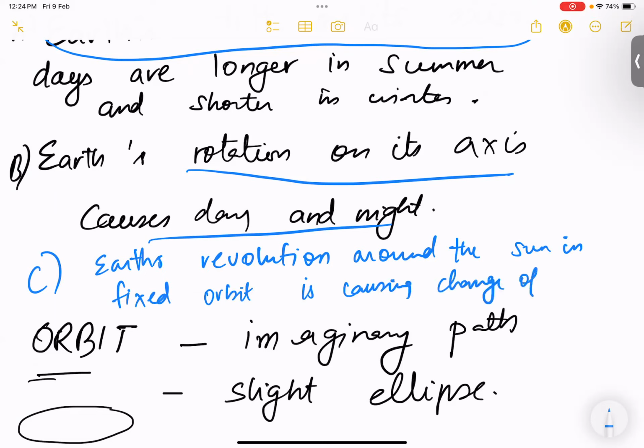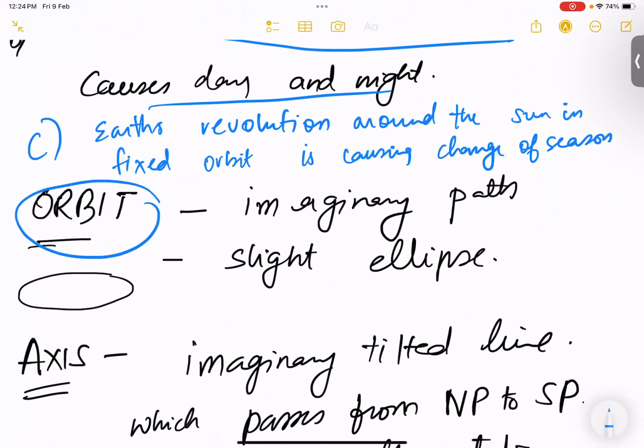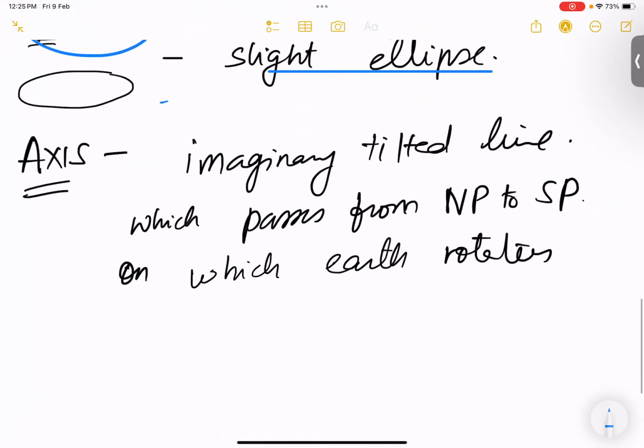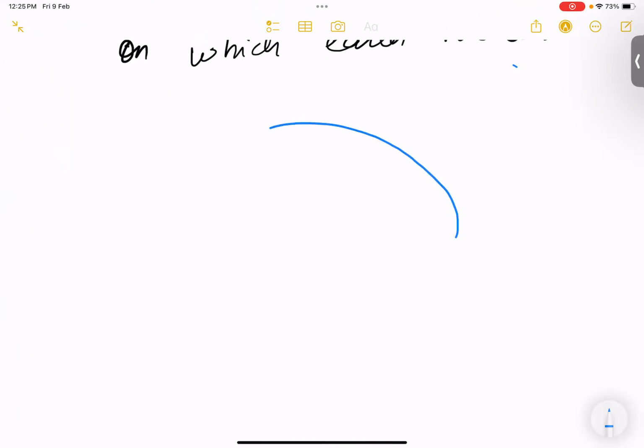So these are the things that you have to know, and if you're preparing for exam, you have to be quite sure of all the facts. Now, orbit, you should know orbit in key points. It's an imaginary path taken by the Earth. It's slightly elliptical in shape. Axis is an imaginary tilted line which passes from North Pole to South Pole, on which the Earth rotates or spins. Now, something that I want to take in depth.